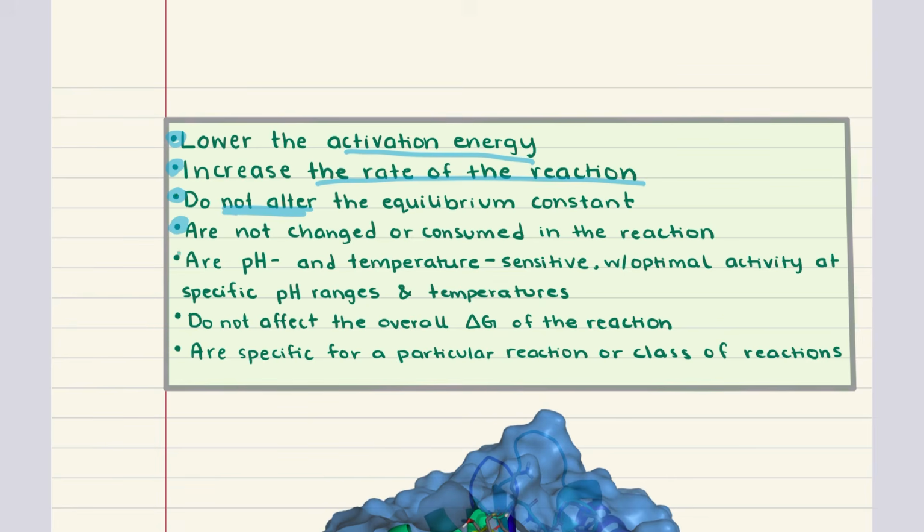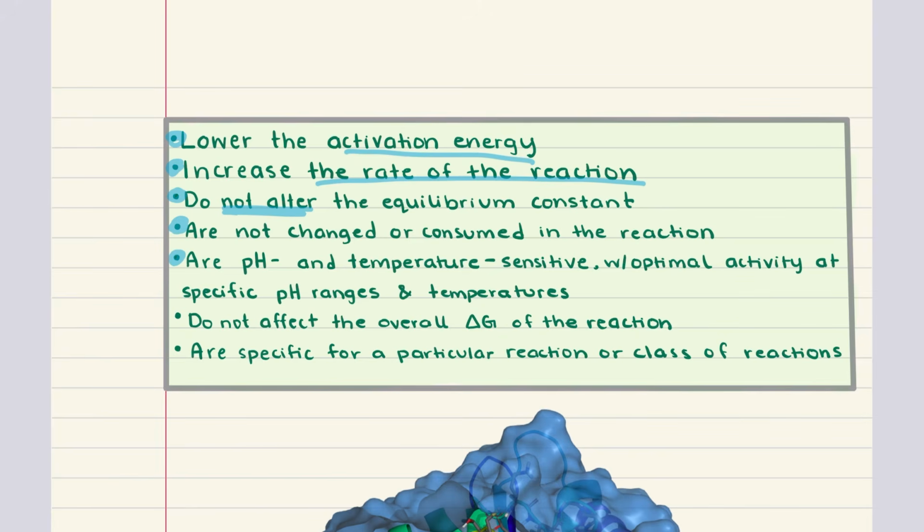Enzymes are also sensitive to their environment, particularly to pH and temperature. Each enzyme has an optimal range where it functions best. And if conditions deviate too far from that range, so if the pH becomes too acidic or basic, or the temperature becomes too high or too low, the enzyme can actually lose its structure. And since structure determines function, this usually means a loss of activity.